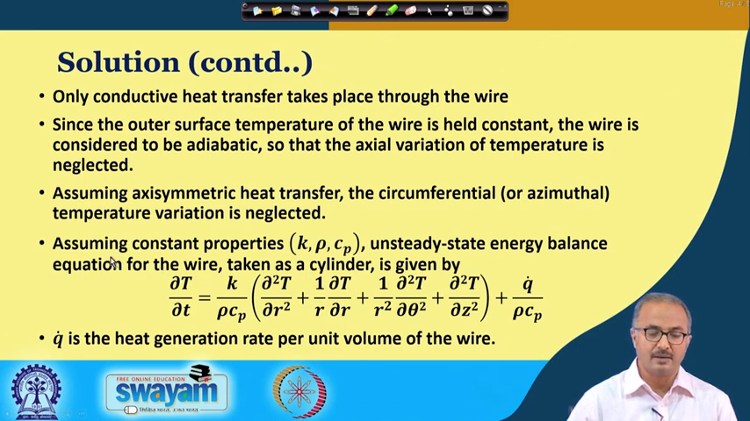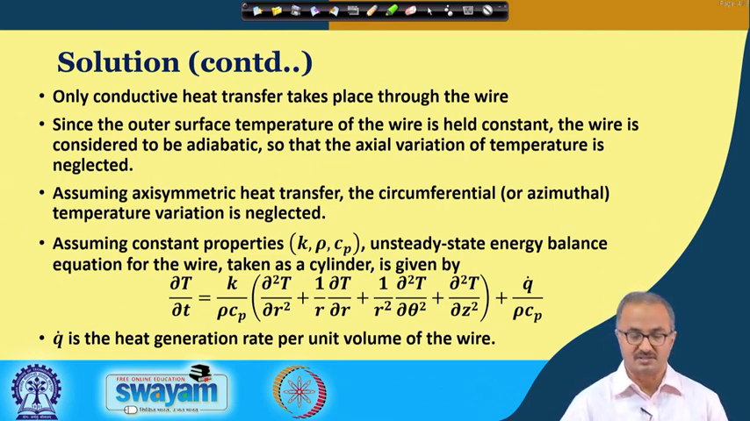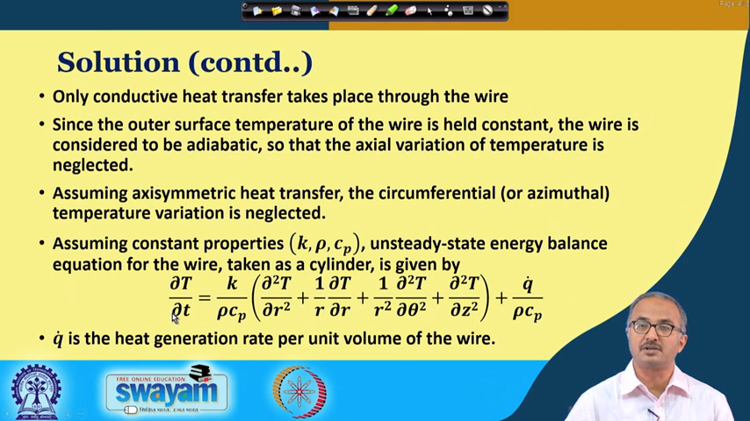And then we are assuming constant properties like K, rho and Cp, and we are talking about the unsteady state heat energy balance. First we are taking the wire to be a cylinder. If the wire is taken to be a cylinder, then we can take the cylindrical coordinate system. So here is the equation which I showed you in my earlier lecture.